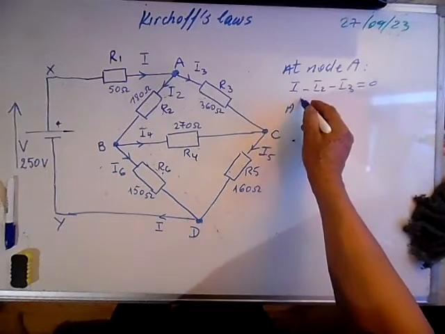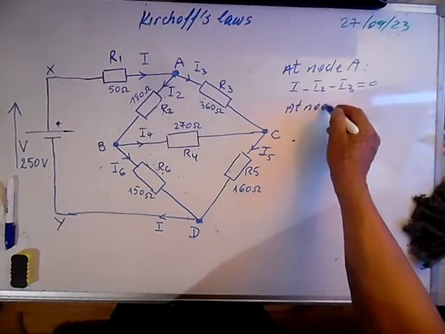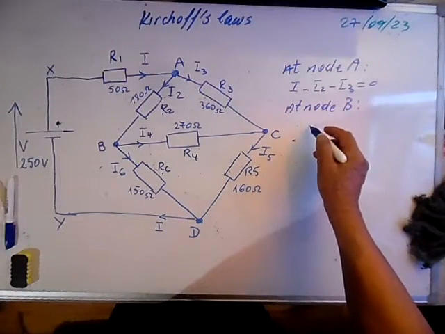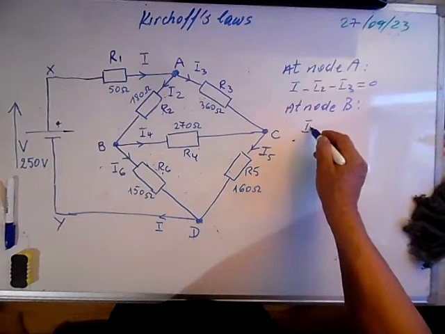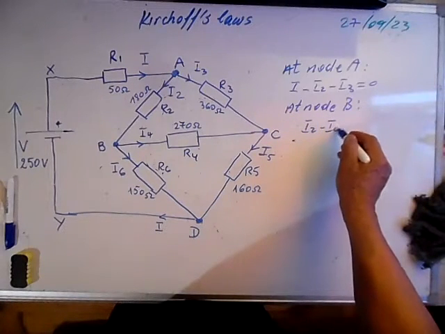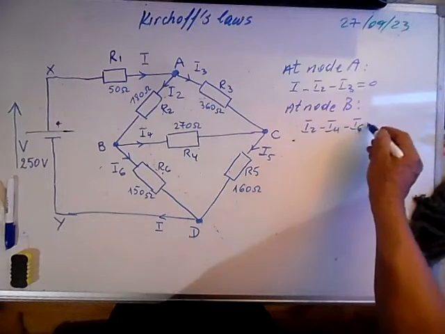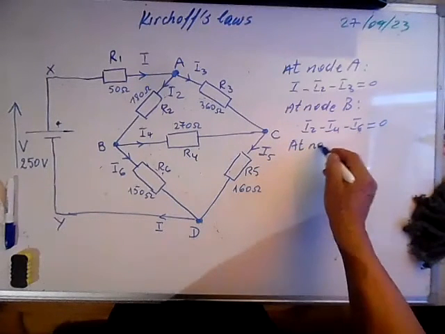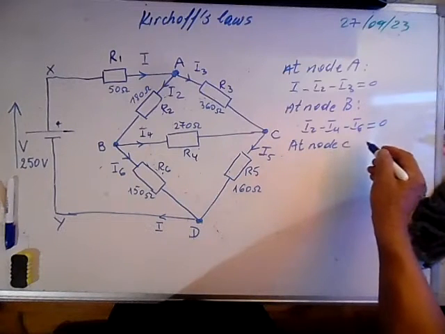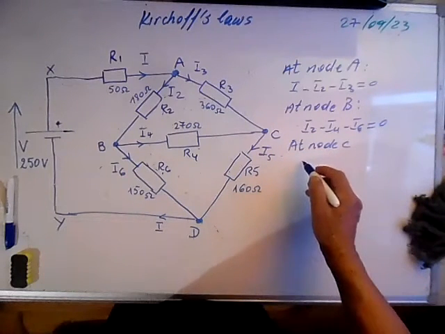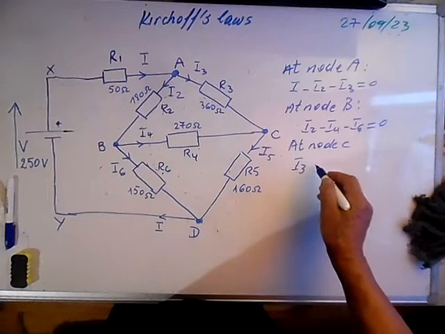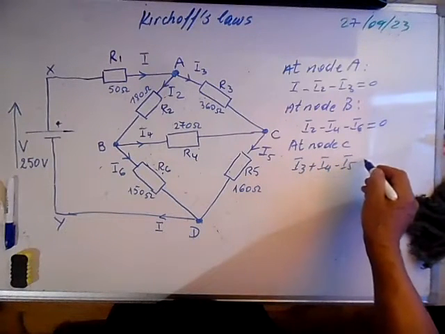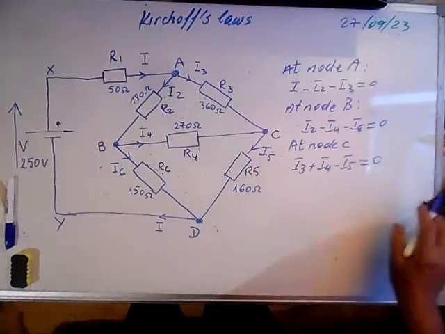At node B, we can say that I2 minus I4 minus I6 is equal to 0. At node C, we can say that I3 plus I4 minus I5 is equal to 0.